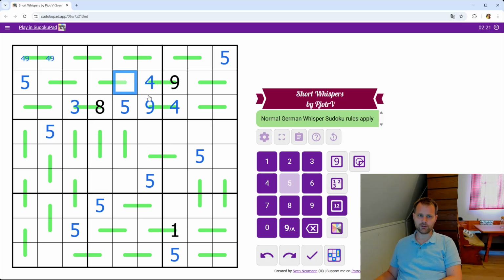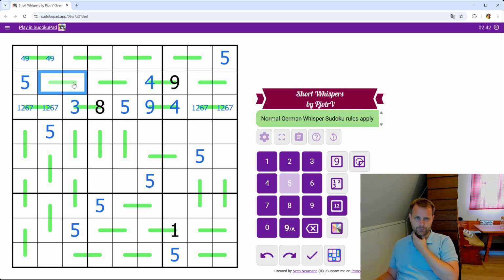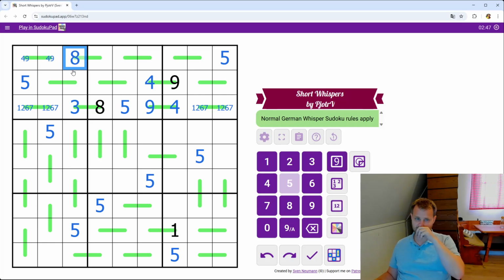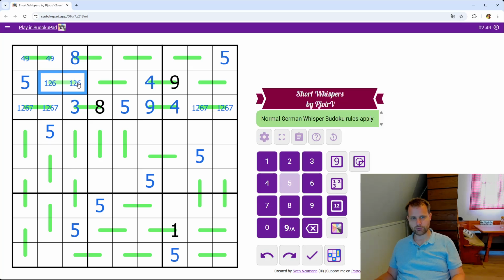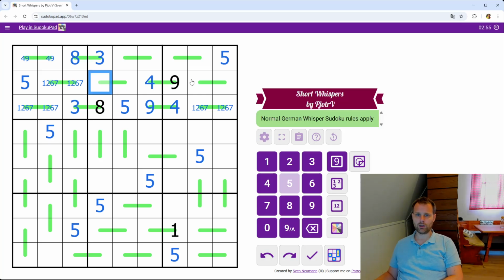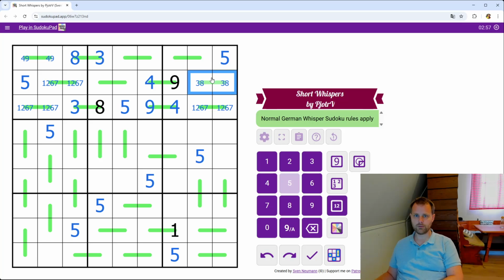And we can do something similar with the 3-8s. So we can say this is 1, 2, 6, 7. This can't be 3-8. So this must be the 8. It's the only place for the 8. So this is also from 1, 2, 6, 7. So we know this is a 3. And this is the 3-8.